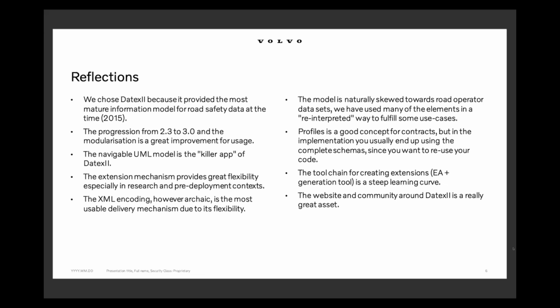The navigable UML model, which is the representation of the information model, is really the killer app for us. This is a really great tool to be able to find and understand the information model structures, and it's also a good tool to find where your own data model differs from the DATEX II model and how you need to adapt. So that is really appreciated that you provide that.